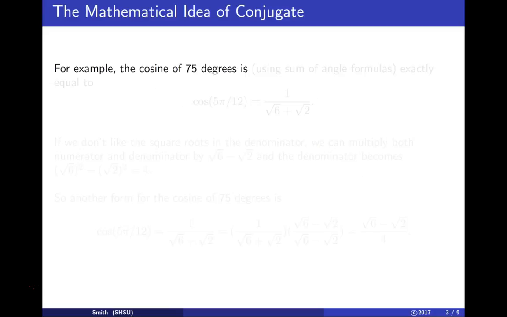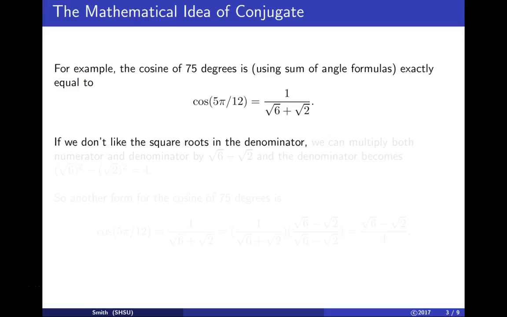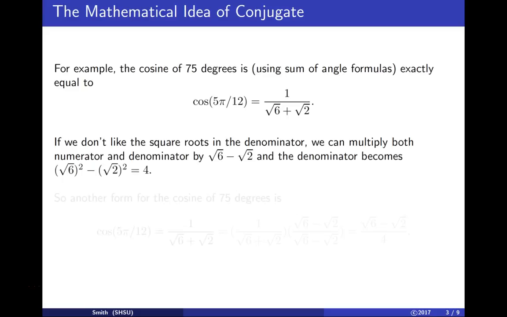For example, the cosine of 75 degrees is, using a sum of angles formula, exactly equal to 1 over the square root of 6 plus the square root of 2. If we don't like square roots in the denominator, we can multiply both numerator and denominator by the conjugate of that denominator, the square root of 6 minus the square root of 2, and the denominator becomes the square root of 6 squared minus the square root of 2 squared, or 4. Our difference of squares turns out to simplify.